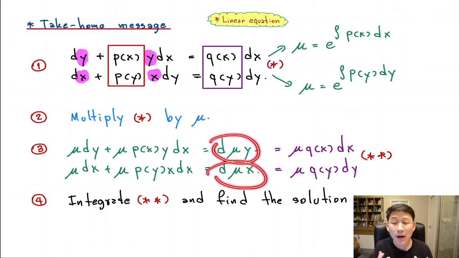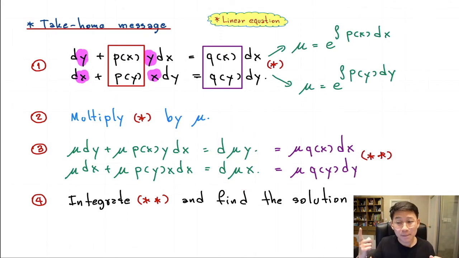Otherwise, you need to have the df by dx, and then you integrate, differentiate, and compare, and that takes longer time. So just do this. It's quicker, right? As you notice, it's much quicker. And then you integrate, and you get the solutions.